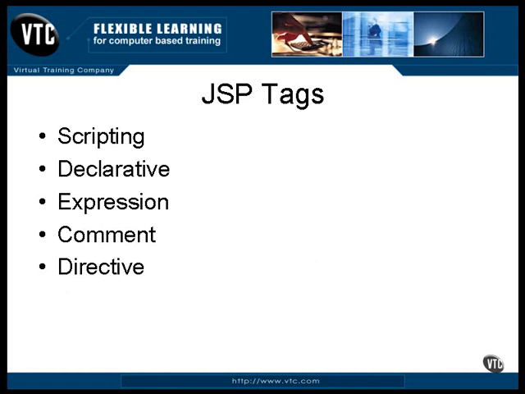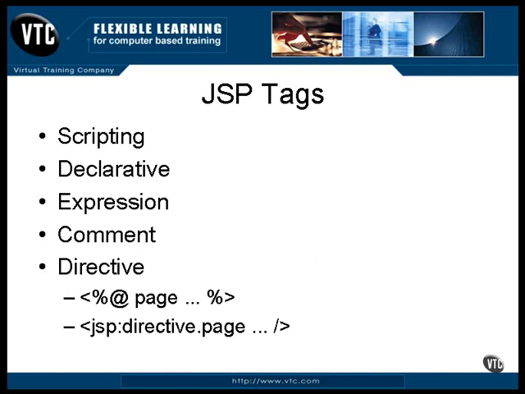A final category is the directive category. There are a number of different kinds of directives, and each directive requires a keyword. The most common directive keyword is page, and it looks like this. There are a number of attributes that can be set for the page. They go where the three dots are shown in the format, and it has an XML format too.